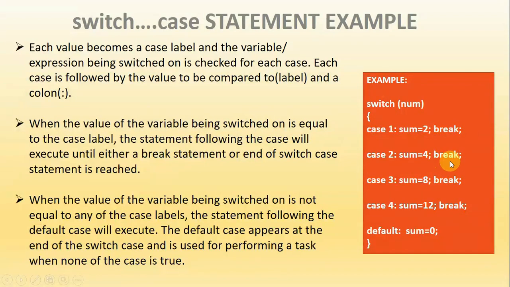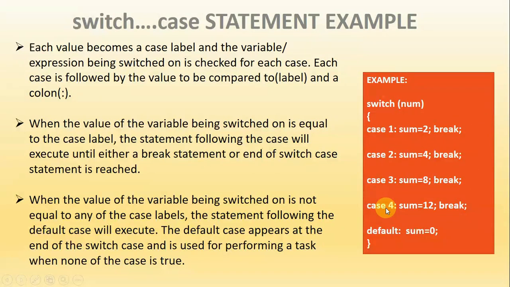When it encounters a break statement, it ignores all the rest of the cases, and it comes to the statement following the switch case statement. Then again we are checking it for value 3, case 3, colon, and we are assigning the value 8 to sum if the value of num is 3, and this is followed by break. That is, after assigning the value 8 to sum, my program control will come to the statement following the switch. And again I am checking for value 4, that is case 4, colon, and if this case is true, we will assign 12 to sum, and again this is followed by a break statement.